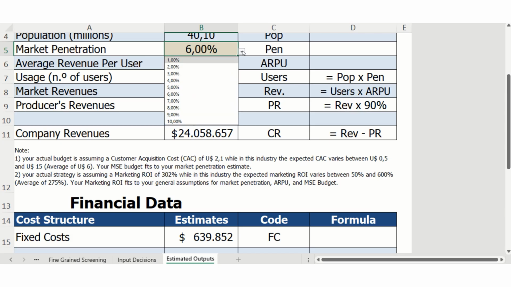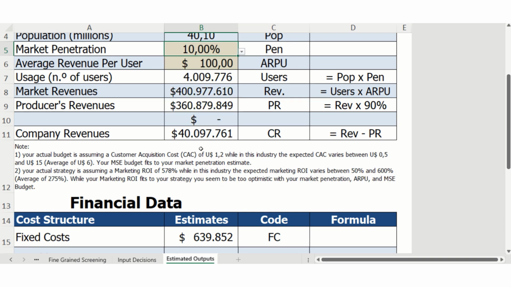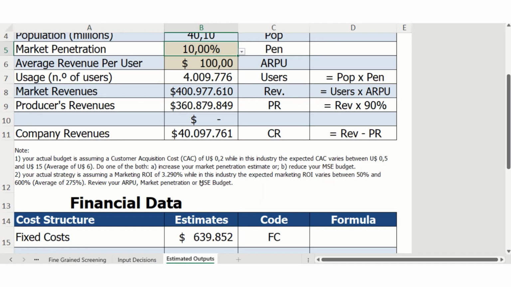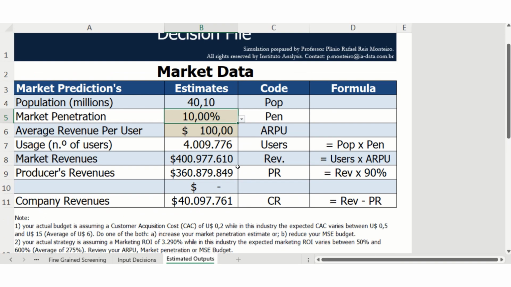It's feasible to achieve this number of customers with my marketing budget. But let's put 10% to see what will happen then. With 10%, I'm still reasonable with my input, with my CAC. That will be a similar number. But for instance, if I put here 1% of budget, then it's not something reasonable. Now my CAC will be like $0.2 to acquire each customer, but the average in the industry is $0.5 and $15. So I can do one of both to be reasonable, because for sure this will never happen.